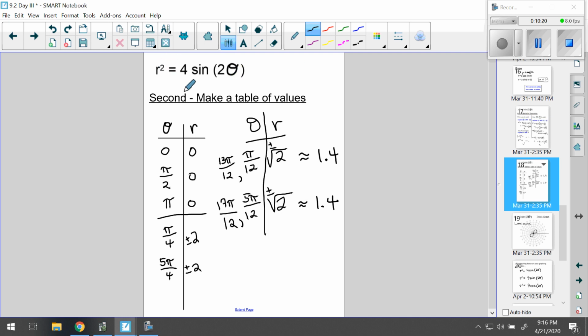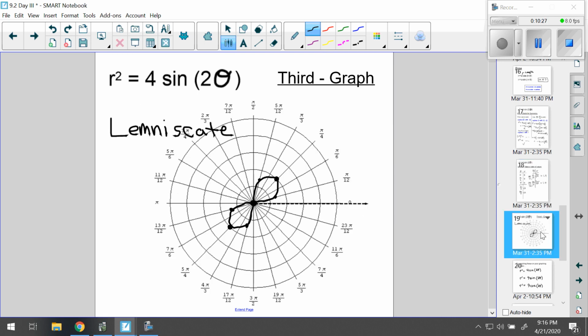I suppose if it wasn't r squared, this would be some sort of rose, but since it's r squared, it gives just a similar looking picture. It looks like something with petals, but the terminology that mathematicians have given this figure is the lemniscate. And so that's another new one to us, of course.